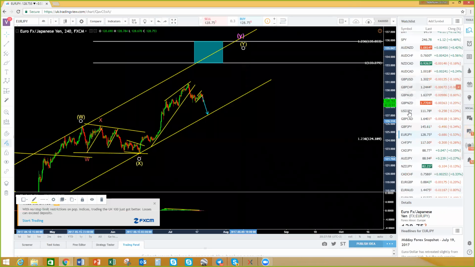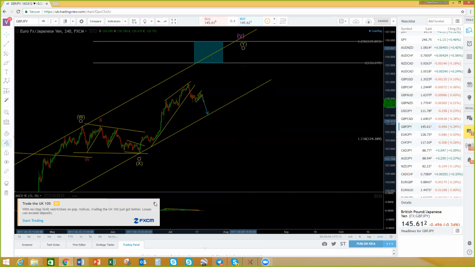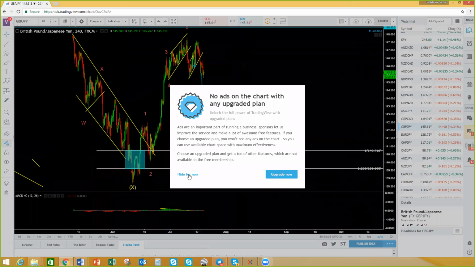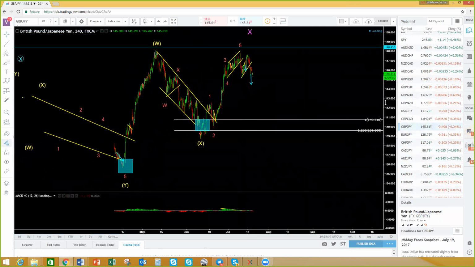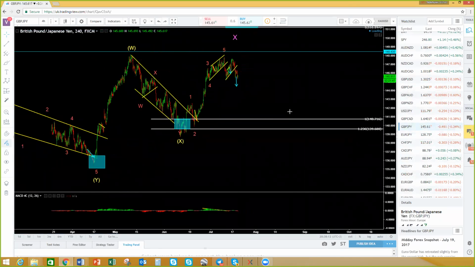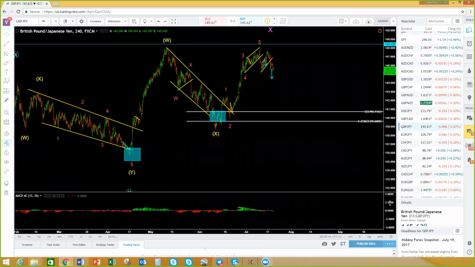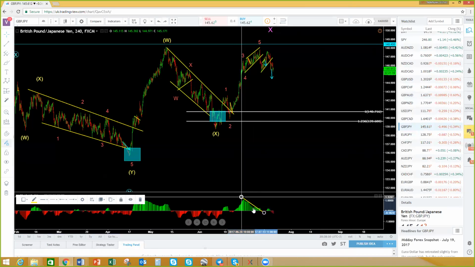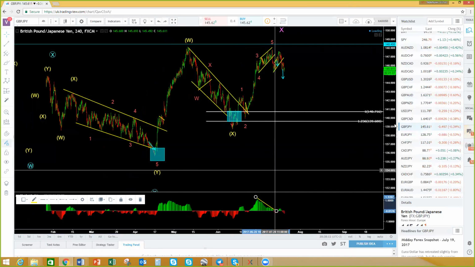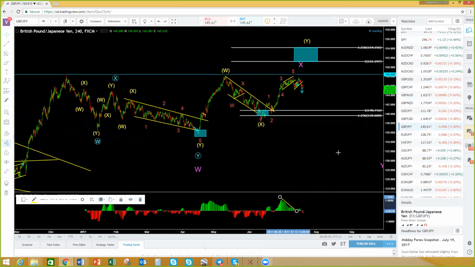Let's look at another pair. Another pair is GBP JPY. This pair I've made a lot of money on. We made a lot of money on this pair. Over 2,000 pips on this pair alone this year. And I've sent all those trades on the free group. Okay, so let's just show you the overview of what the chart looks like.